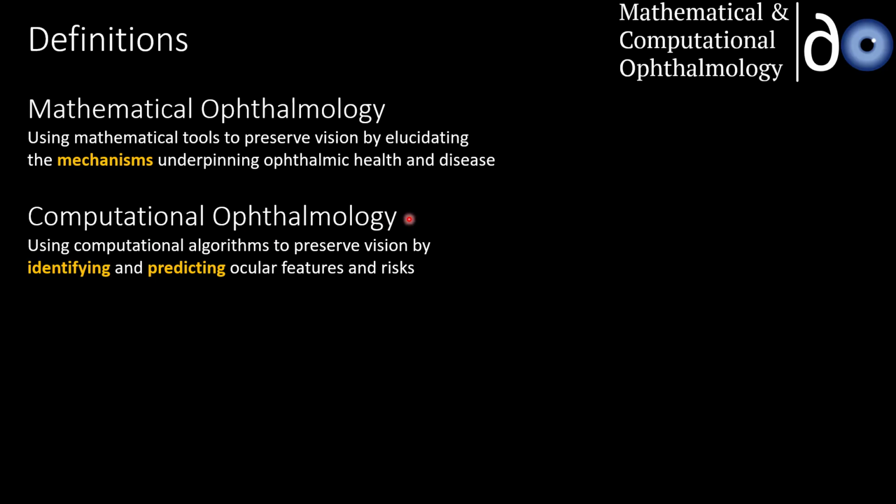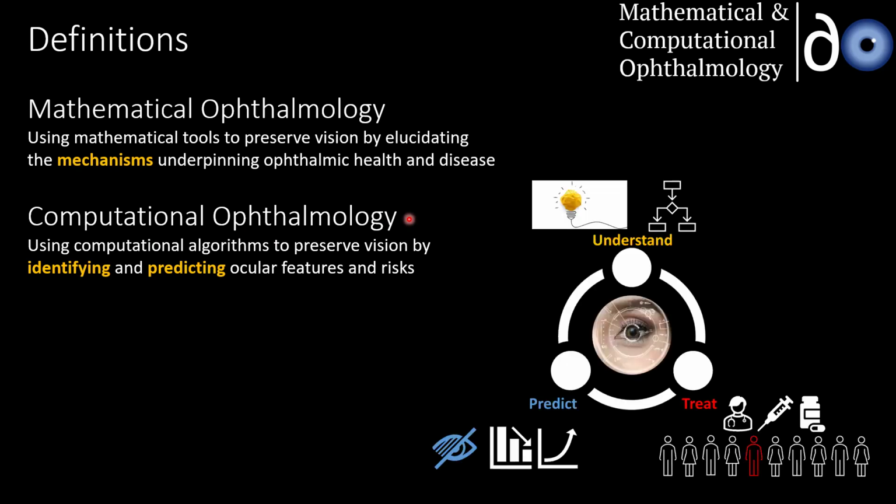And this is complementary to an existing term, computational ophthalmology, which is basically more like artificial intelligence type approaches, where you use computational algorithms to preserve vision by identifying and predicting ocular features and risks. And in each case, these two fields are complementary to experimental or clinical approaches, in three respects. Firstly, in terms of deepening understanding, so you can get a deeper understanding through the use of these approaches than you would through experimental or clinical approaches alone.